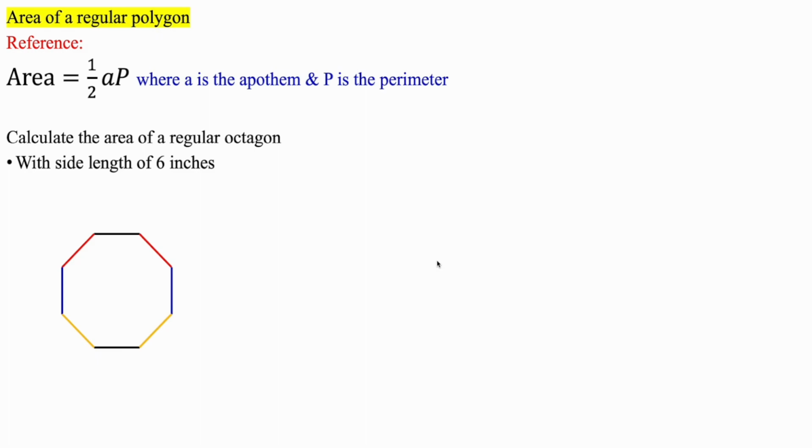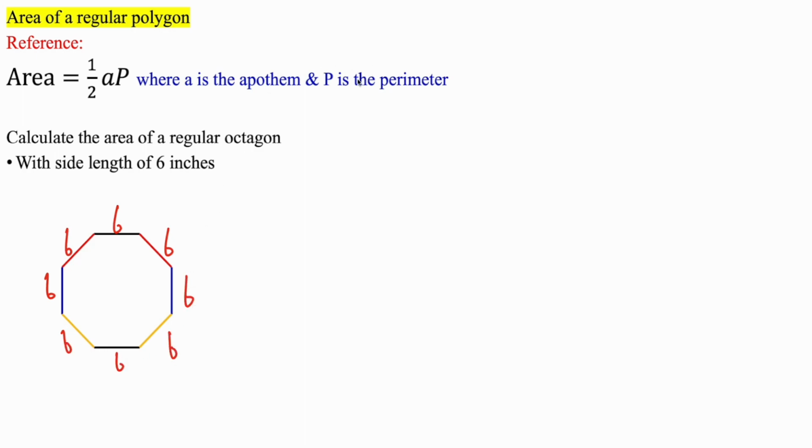So in this video, we're going to get the area of a regular polygon, and this right here is the formula. We have area is equal to 1/2 times the apothem times the perimeter. Now, in our problem, we want to calculate the area of a regular octagon, so each of these lengths is the same, and it's an octagon, so there's 8 sides, and it tells us the side length is 6. So 6, 6, 6, everywhere, we will have 6.